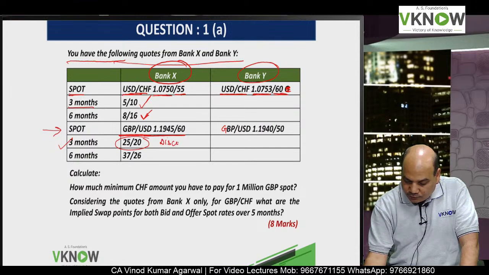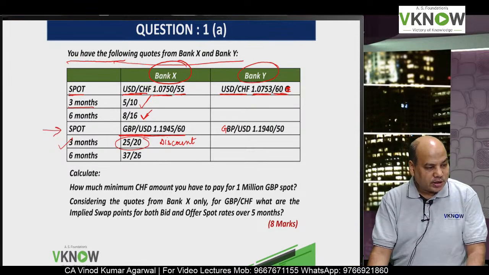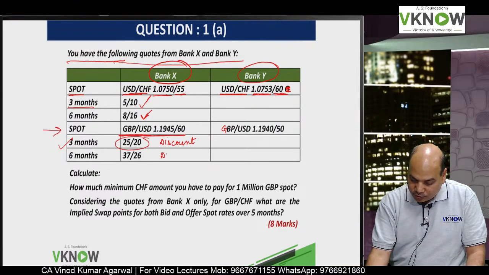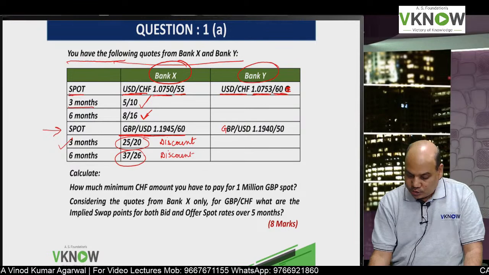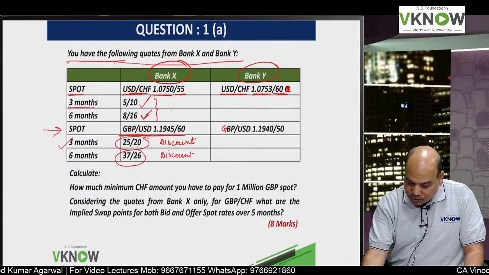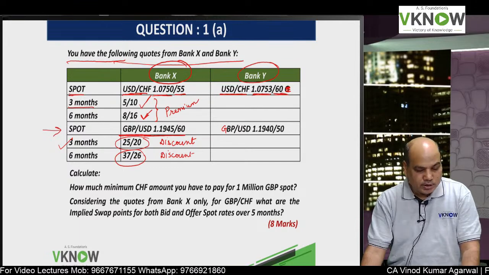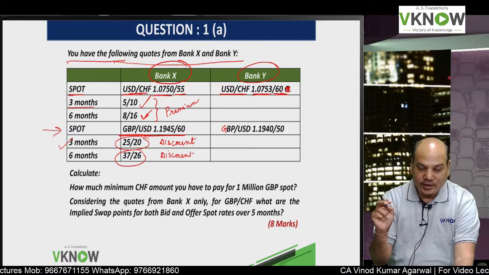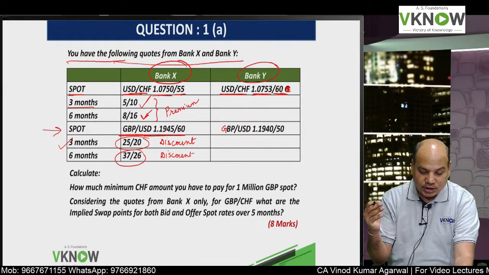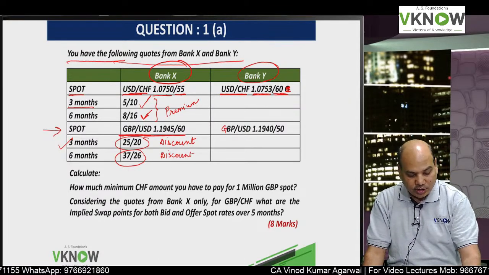If you look at it carefully, the swap points are in descending order, so forward is at a discount for GBP per USD. And if you look at these two, they are in ascending order, so forward is at a premium. So be careful. They will ask you to calculate the forward rate, and if it is in ascending order, add. If it is in descending order, deduct from the spot rate. That basic thing you have to know.